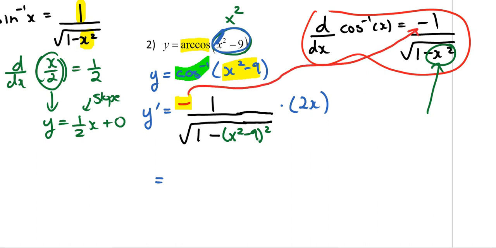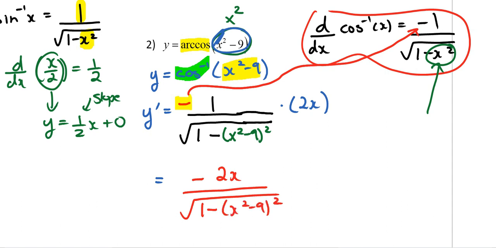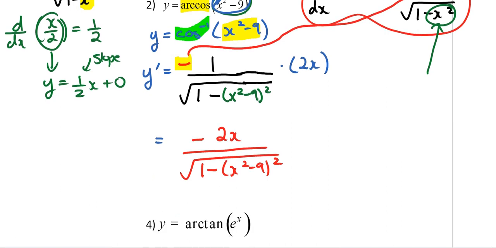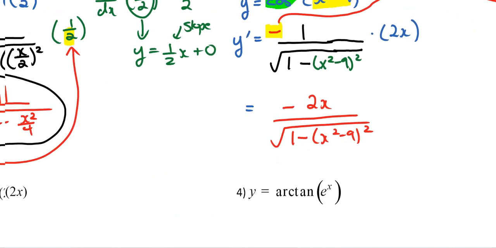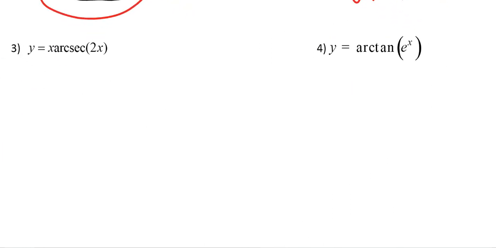Okay, so the final answer is going to be negative 2x, all divided by the square root of 1 minus, and I'm going to put this all in brackets here because it's neater to put it all in a bracket there, and there it is. There's my final answer right there. Okay, let's move on to the next problem here.